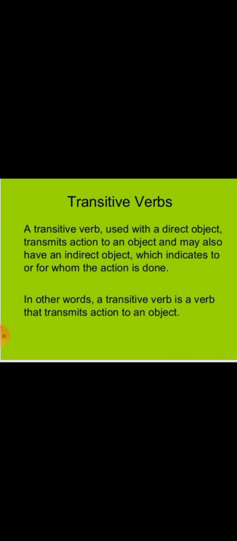So here I am explaining to you a transitive verb used with the direct object transmits action to an object and may also have an indirect object, कि वहाँ पे डायरेक्ट ऑब्जेक्ट भी हो सकता है उसके साथ और इनडायरेक्ट ऑब्जेक्ट भी हो सकता है, which indicates to or for whom the action is done, कि जो कोई भी एक्शन हुआ है वो किसके लिए हुआ है. In other words, we can say a transitive verb is a verb that transmits action to an object. So, children, the thing which you have to keep in your mind is that transitive verbs take an object.